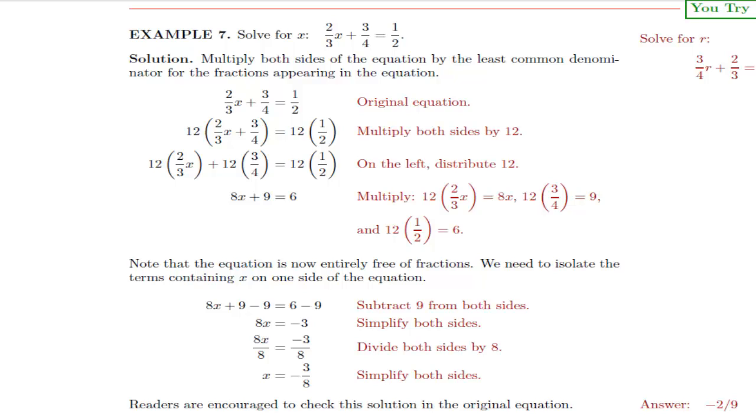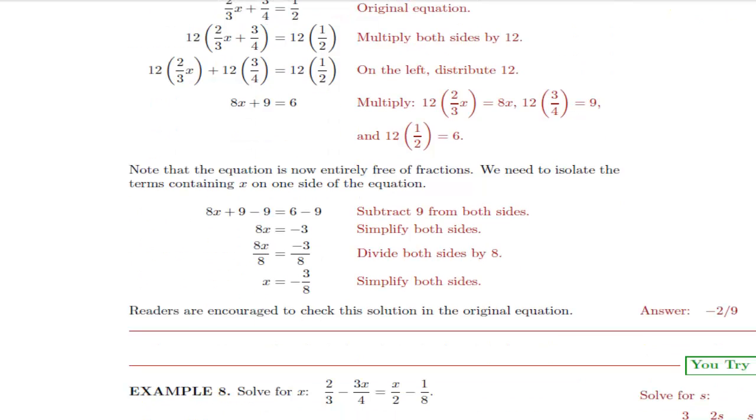On the left, 12 times (2/3 x plus 3/4). If we distribute the 12, we get 12 times 2/3 x plus 12 times 3/4. And 12 times 2/3 x is 8x, and 12 times 3/4 is 9. So on the left we have 8x plus 9, and on the right 12 times a half is just half of 12, which is 6. So on the right we have 6. Note that the equation is now entirely free of fractions.